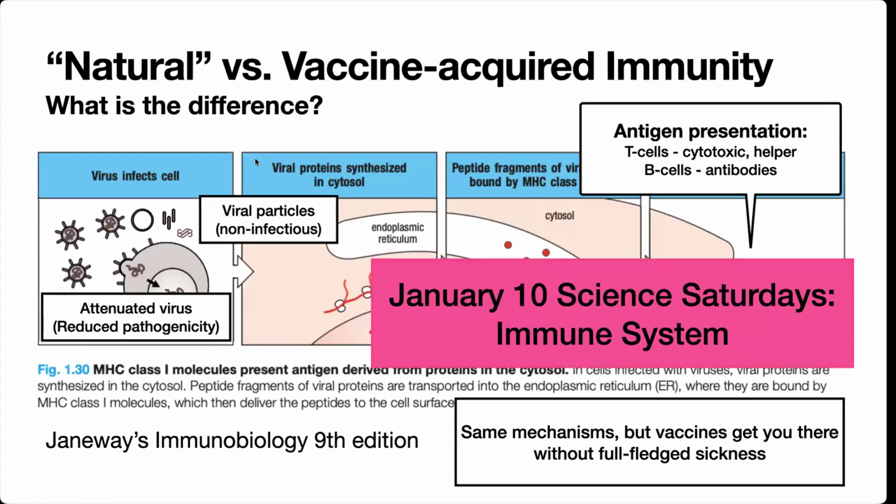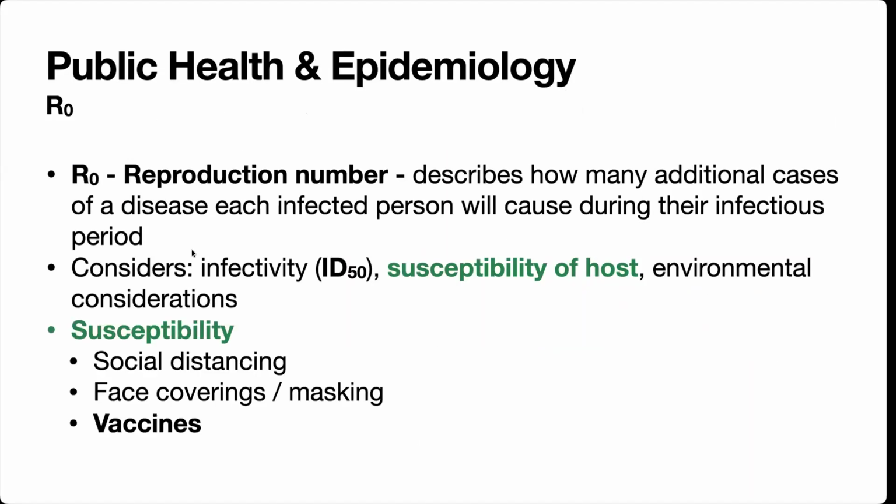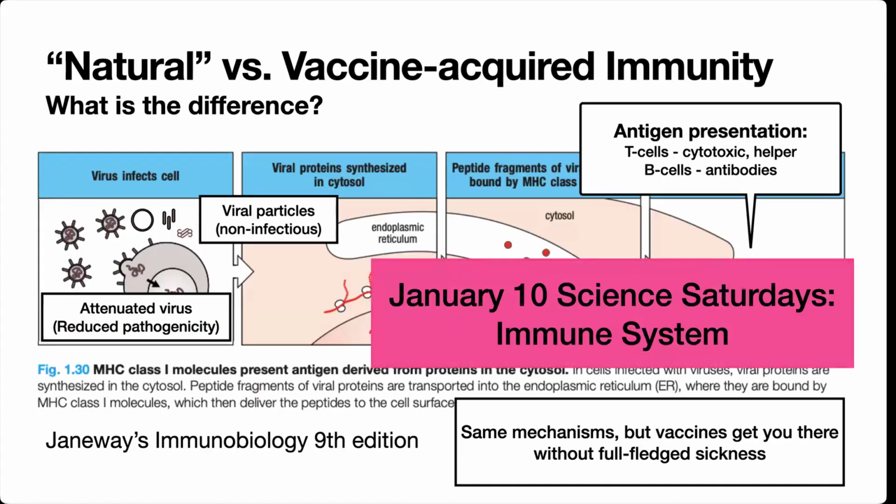And that leads us into vaccines. I'm going to do a shameless plug for last week's presentation on the immune system. Last week we talked about natural versus vaccine-acquired immunity, and how natural immunity is not actually a superior form of immunity, and it does come with significant risks.